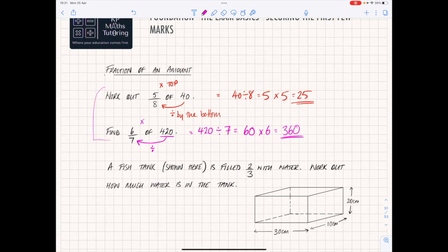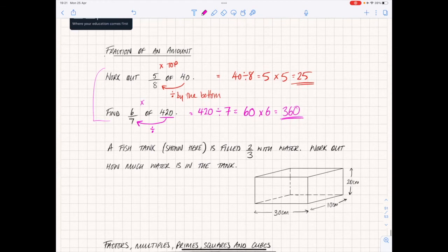Okay. Now, you could get a very simple question just like the first 2 that I've done there. It could be that easy, or it could be something like this, where you've got something telling you about a volume, and then it asks you to work out the fraction of the shape that would be filled up. So a fish tank shown here is filled with 2/3 of water. Work out how much water is in the tank. Now, basically, what you need to do is find the volume, okay? Because if it's filled up with water, that means it's the inside of the shape, so it's the volume. Now, if you're not sure on volume of shapes, there's a previous video I've done about volumes of shapes.